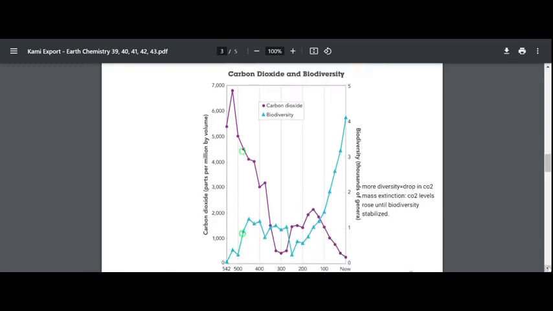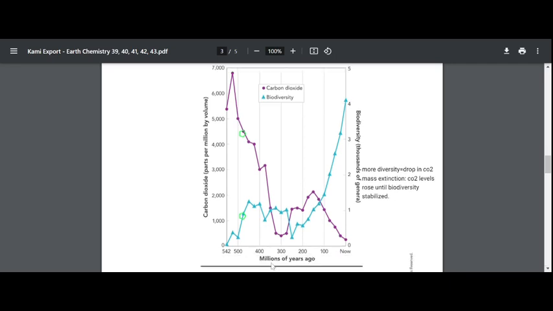So again, we're looking at carbon dioxide and diversity. On the y-axis, it shows carbon dioxide in parts per million by volume. And on the x-axis, it shows millions of years ago.